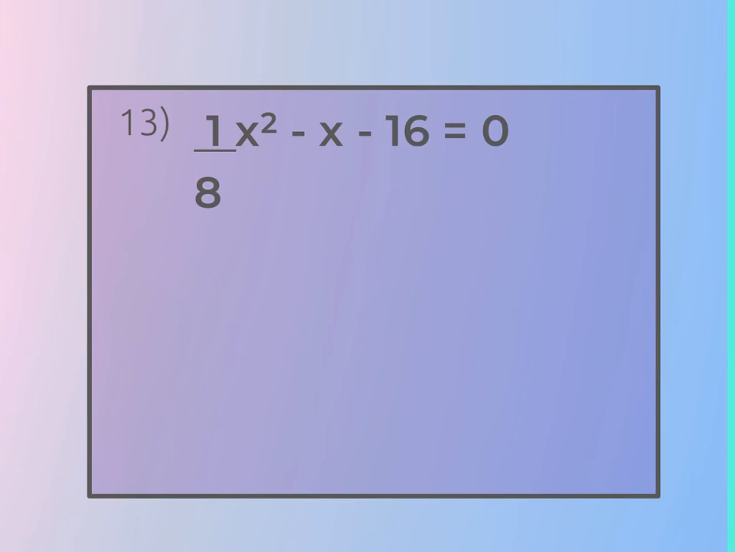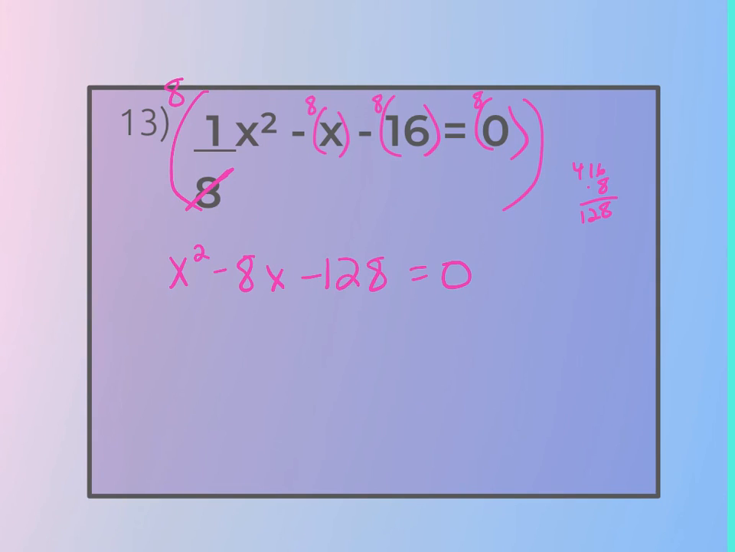Okay, 13. Freak out. It's a fraction. Do we know how to get rid of fractions? What would we do? Multiply the equation by the denominator. Good. There's only one denominator, so I'm going to multiply everything by it. It's going to cancel from the first one. I'm going to multiply 8 times the x here. I'm going to multiply 8 times 16 here. I'm going to multiply 8 by 0, and it doesn't matter. It's going to go away. So I end up with x squared minus 8x, 16 times 8 is 128, equals 0.